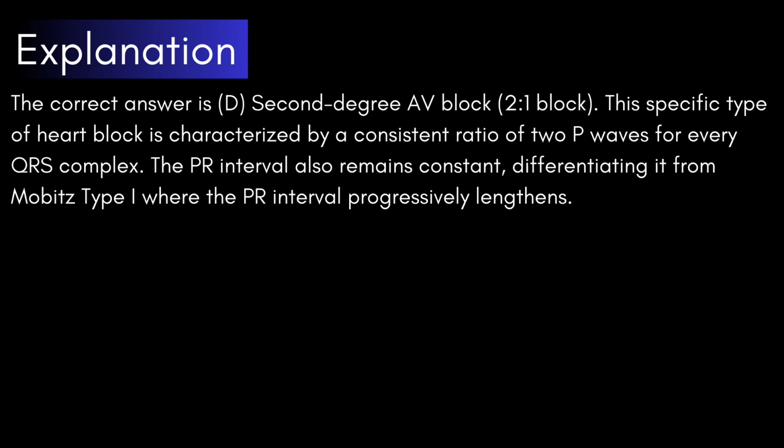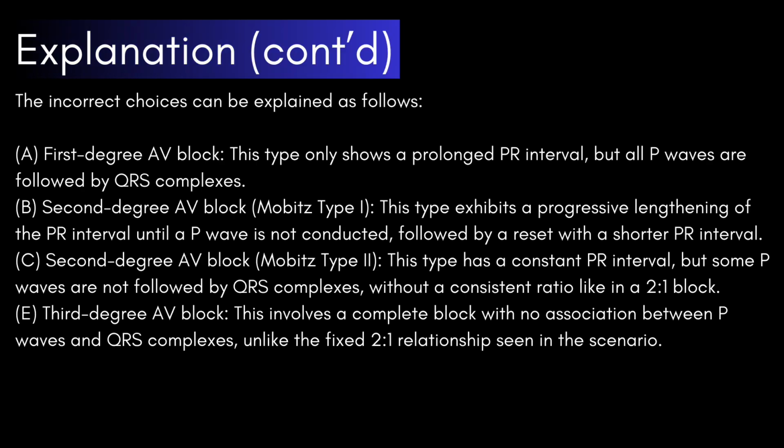This specific type of heart block is characterized by a consistent ratio of 2 P waves for every QRS complex. The PR interval also remains constant, differentiating it from Mobitz type 1, where the PR interval progressively lengthens. All right, let's go ahead and see why the other answer choices are incorrect. The incorrect choices can be explained as follows.